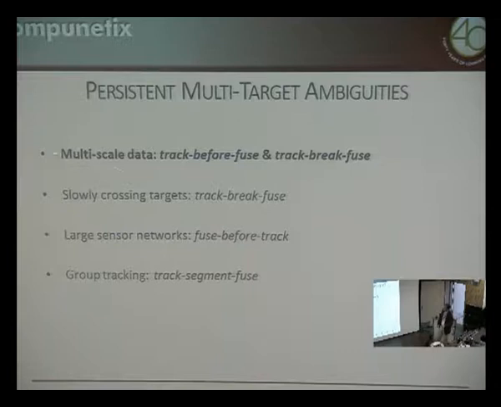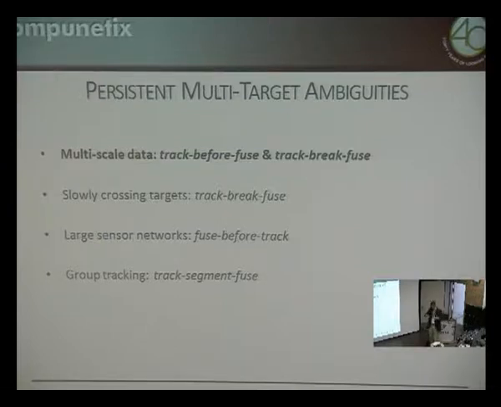And so there are a number of instances of this, and they're actually all very closely related. They have to do with persistent multi-target ambiguity. So the first case is one where you have multi-scale data, where I have something like a radar system giving me data on the order of seconds, let's say, scanning and seeing targets. But the detections are difficult to distinguish. They don't have much feature information. I don't know which is object A and which is object B.